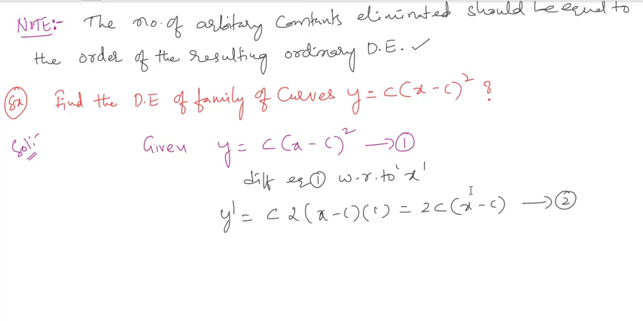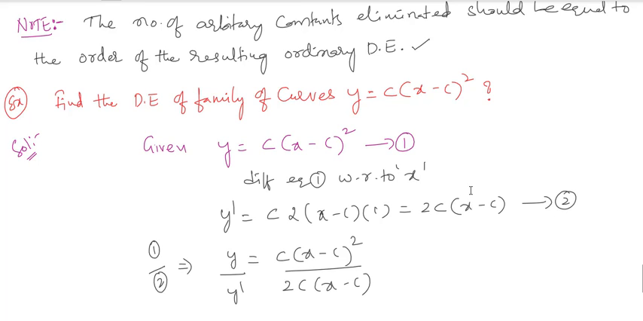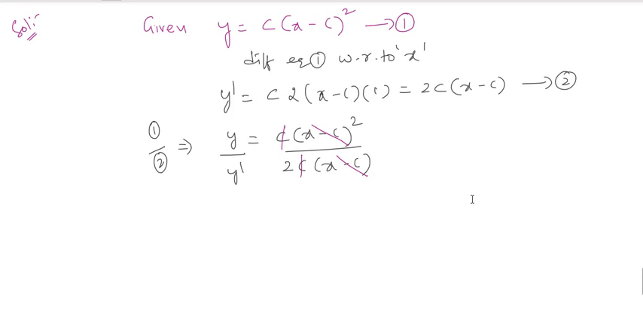So one time I have done the differentiation. Now I need to eliminate my constant c. Am I right or not? So for that, let me take equation 1 divided by equation 2. What will I get here? Equation 1 is y, which is equivalent to c into (x minus c) whole square, divided by y dash, which is 2c into (x minus c). Now if you observe properly, this c will get cancelled, and (x minus c) whole square with (x minus c) will be there.